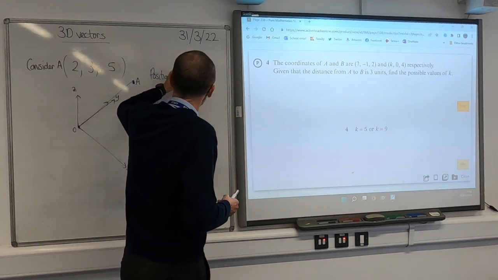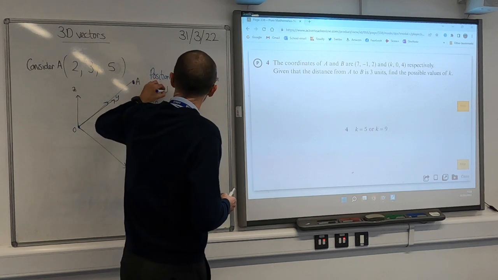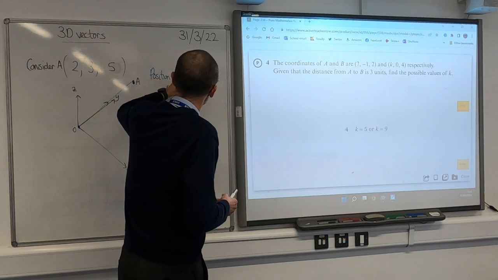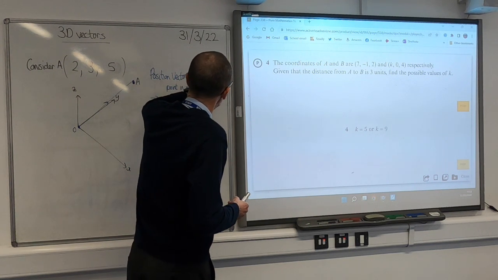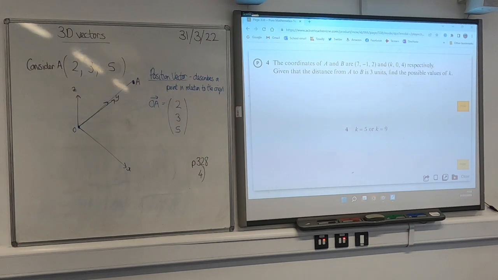So it describes a point in relation to the origin. We're going to look at some position vector questions, and then there's a different sort of vector.